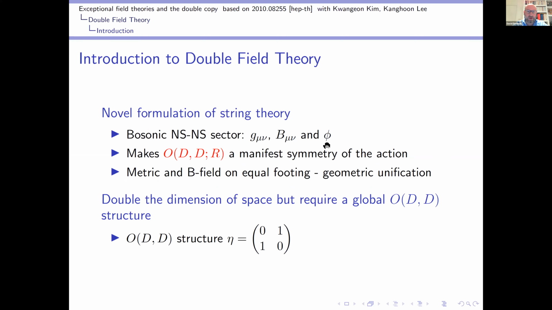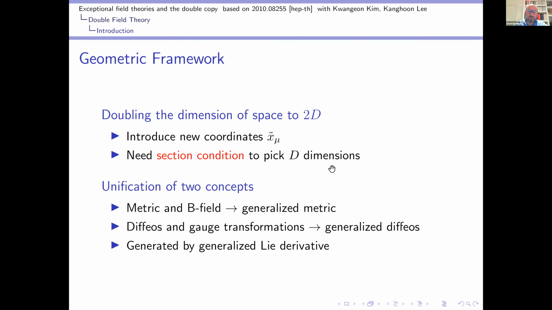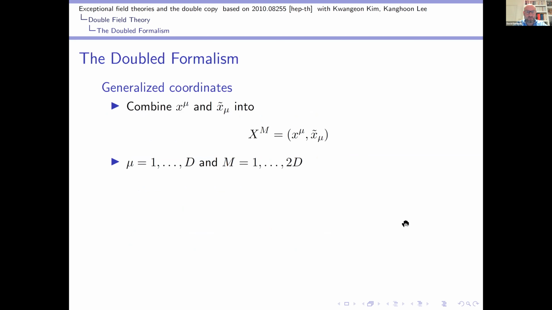So double field theory combines the metric, the B field and the dilaton on equal geometric footing. It does so by doubling the dimension of the space, but then you need this O(D,D) structure to be present on the space. Okay. And then later you do a sort of Kaluza-Klein reduction and reduce it back to D dimensions, and then you get the usual set of fields. But along the way, we've generalized the metric and we've generalized the local transformations into what's called generalized diffeomorphisms.